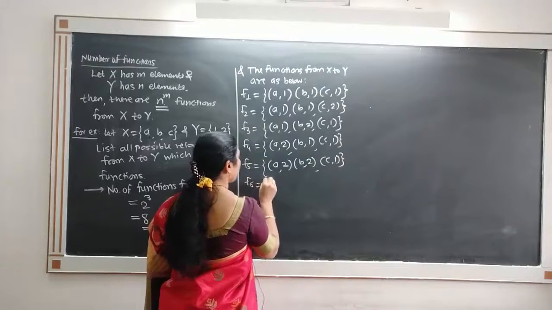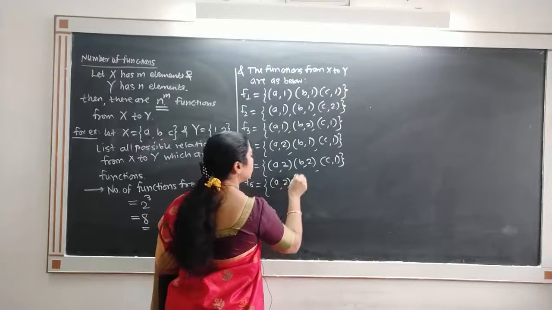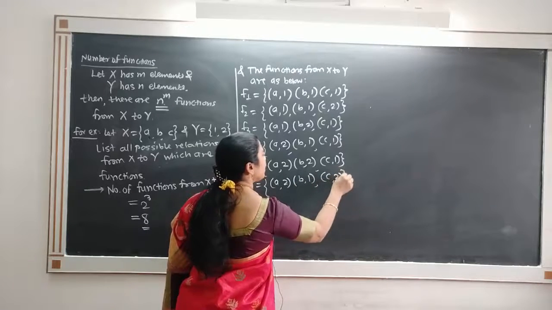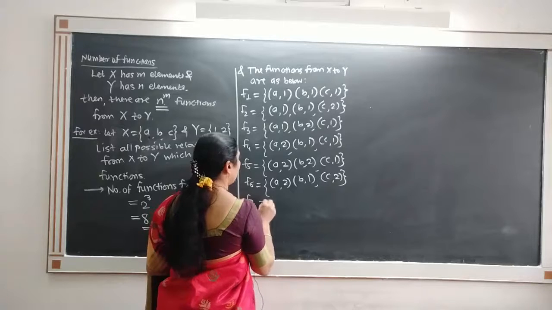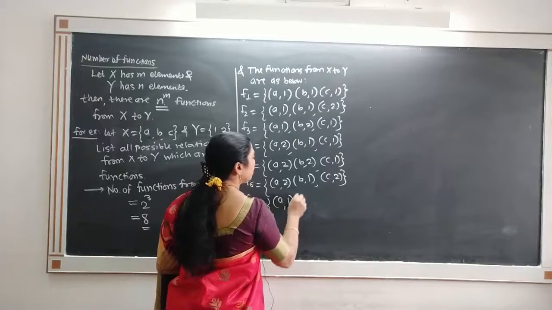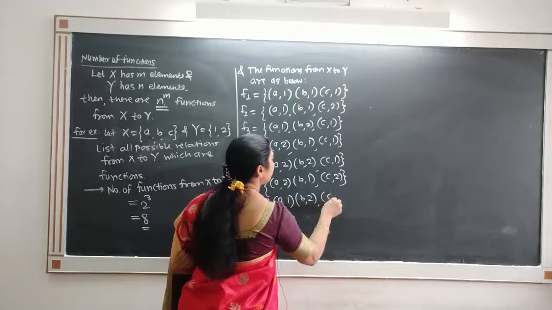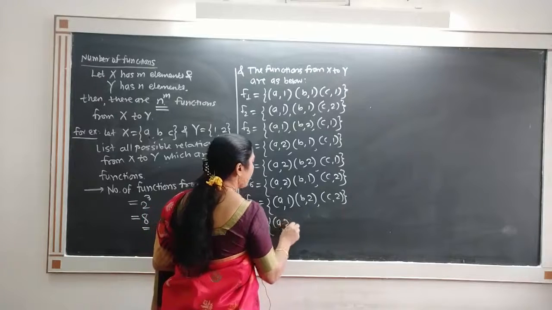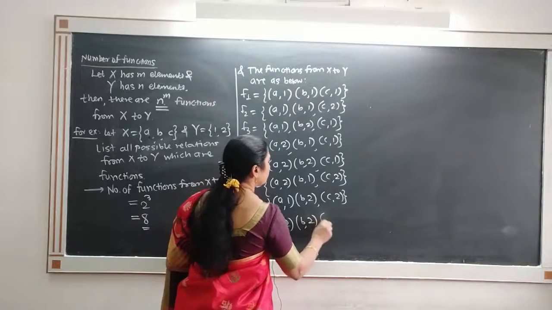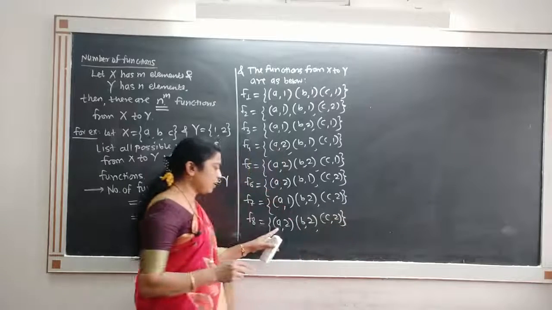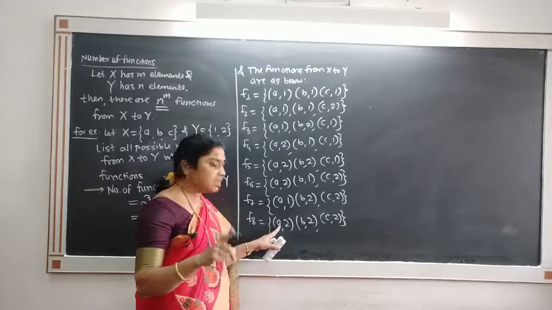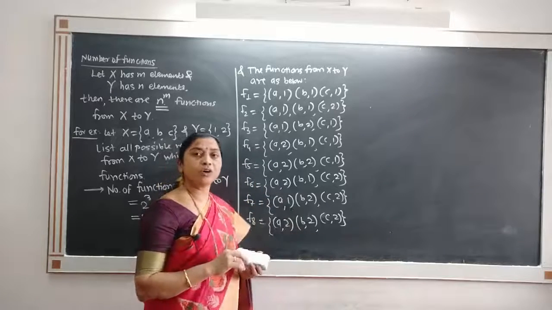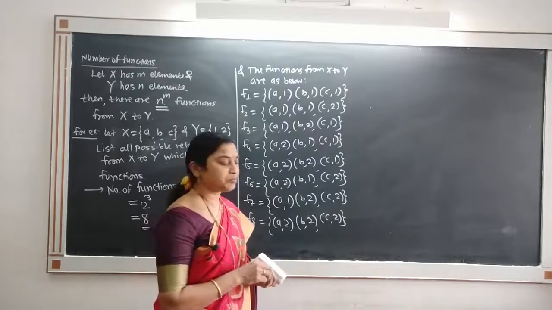Or a is related with 2, b is related with 1, c is related with 2. A is related with 1, b with 2 and c with 2. Or all a, b, c are related with 2: a, 2, b, 2 and c, 2. Observe that every element of x is related to a unique element of y. So all these 8 are functions from x to y.